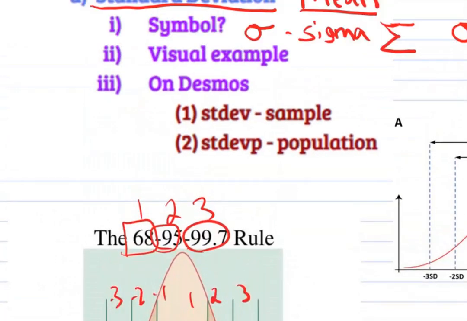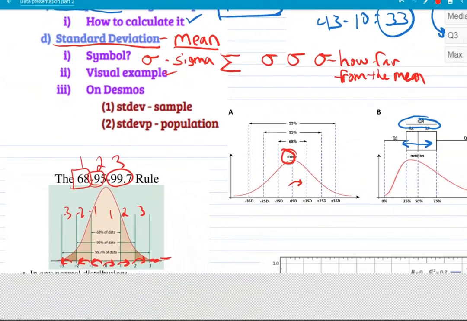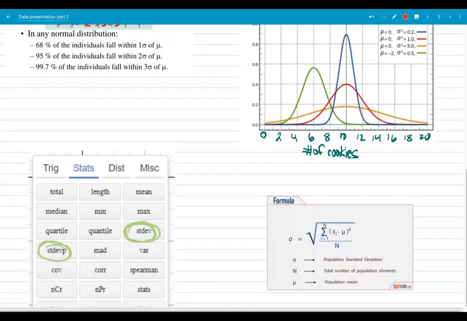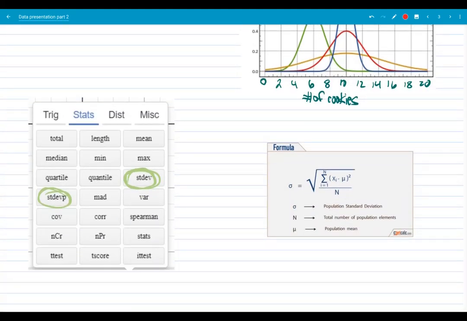Okay, so we did a visual example, and now we're going to talk about how to do it on Desmos using sample and population. When you go to Desmos, you're going to hit the stats button. That'll calculate stuff for you. Standard deviation, this one is the sample. This one is the population. What does that mean?